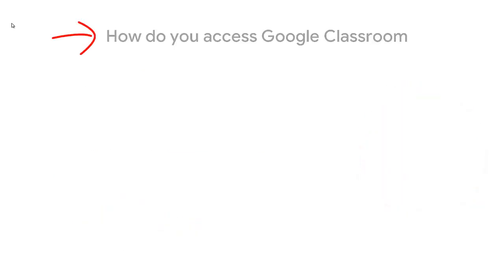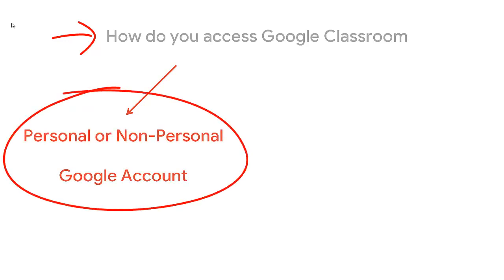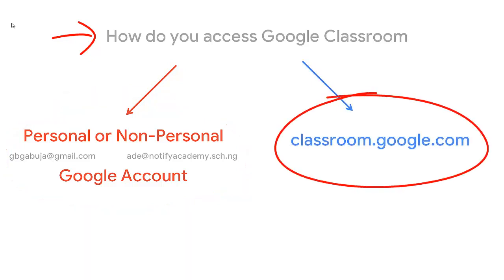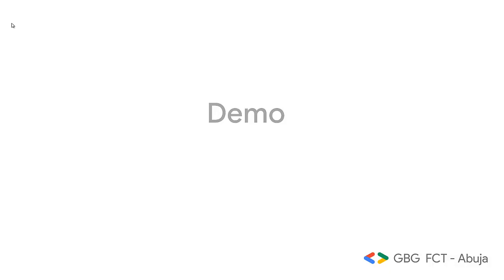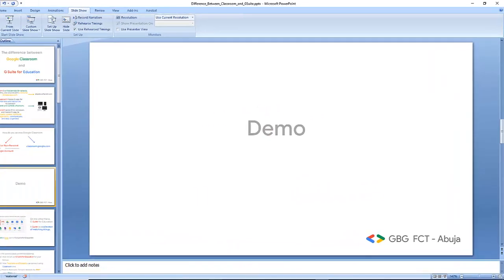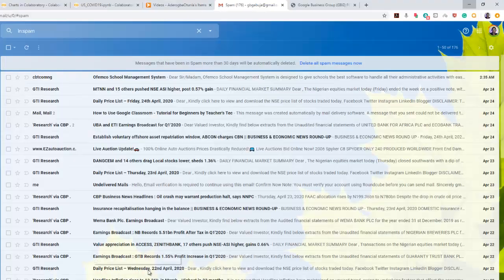So how do you access Google Classroom? Now, there are two ways you can access the platform. Either you have a personal account, like the Gmail I mentioned, or you have a non-personal account, like the one for your organization or your school. And also, you could just open your browser and type classroom.google.com. You'll be there. So let's get our hands dirty by running through a demo and see how this works.